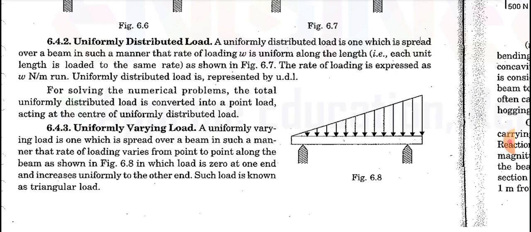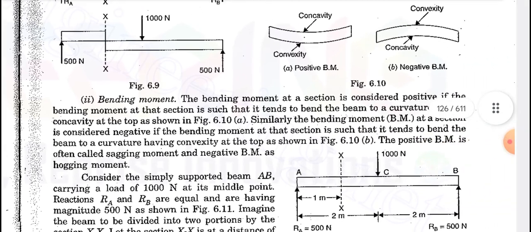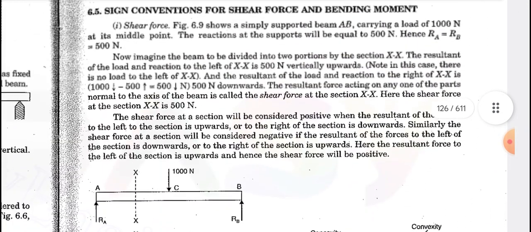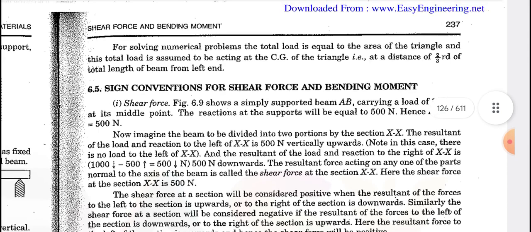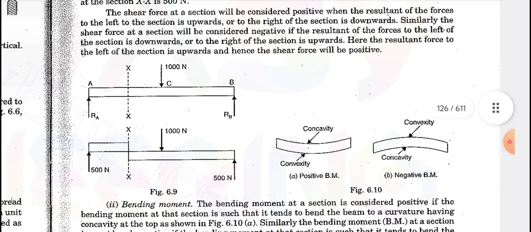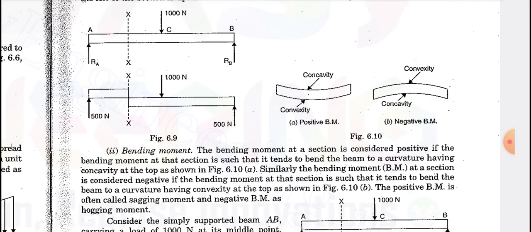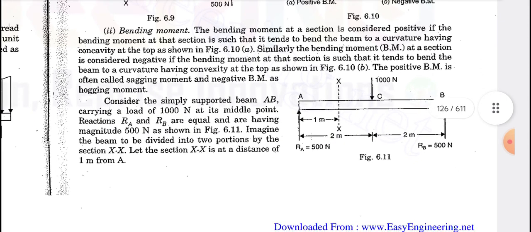The uniformly varying load is shown in figure 6.8, in which the rate of loading varies from point to point along the beam. And the sign conventions for the shear force and bending moment are the most important thing. You have to remember the sign conventions, that is, the positive bending moment and negative bending moment. That is something you have to know.